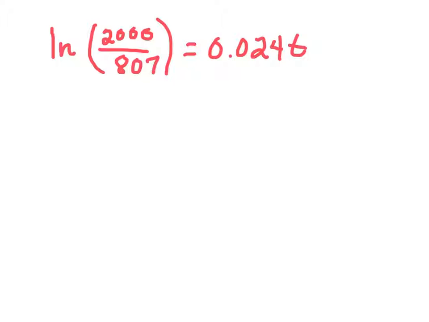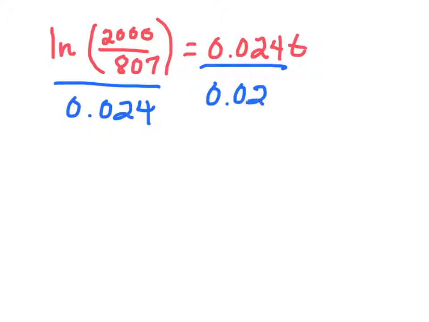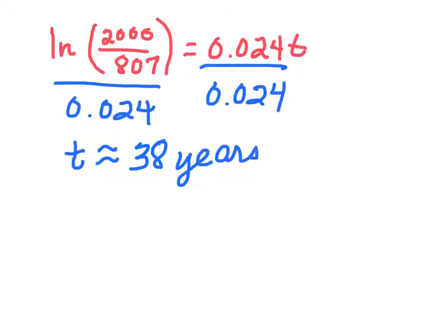So now to isolate t, we need to divide both sides by 0.024. And you certainly need your calculator now. I'll give you a moment to run the numbers. And you should get t is about 38. So it will take about 38 years for the population to reach 2,000 million, which is equal to 2 billion.